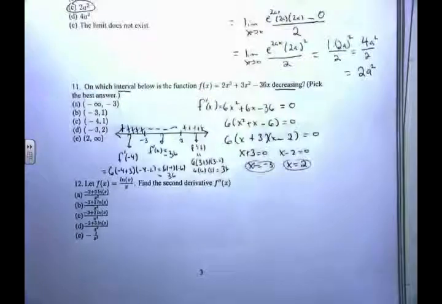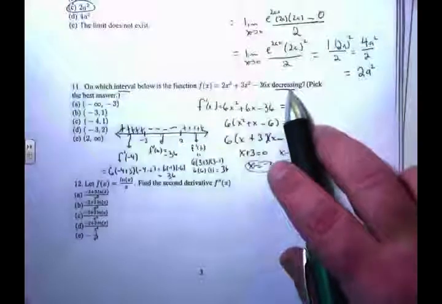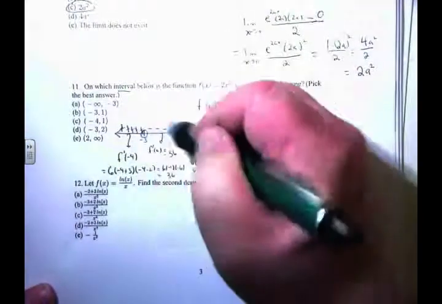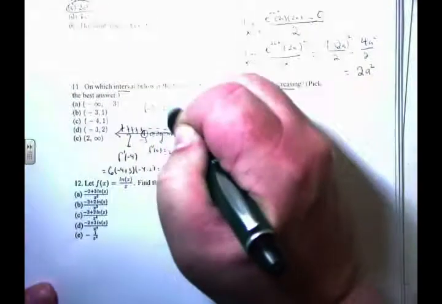Now, what was the question again? Find the intervals where the function is what? Decreasing. Where is it decreasing? It's decreasing between negative 3 and 2. The answer is clearly D.